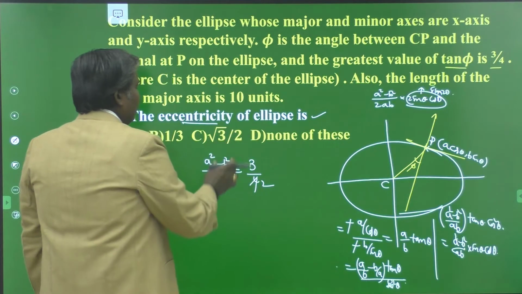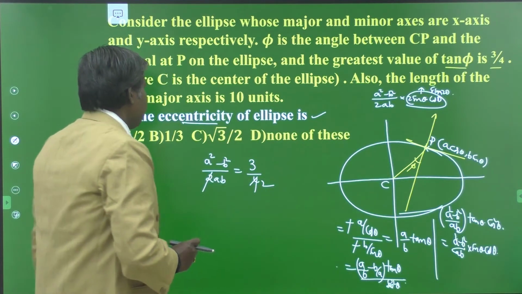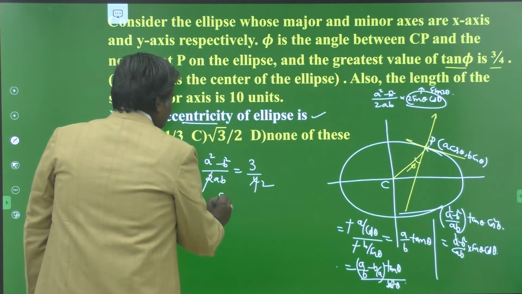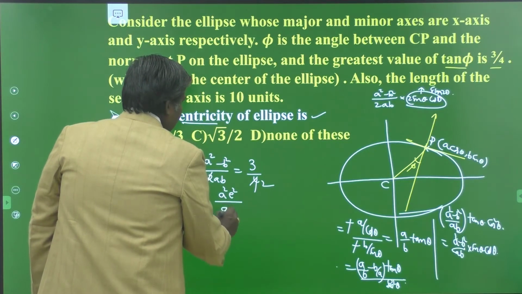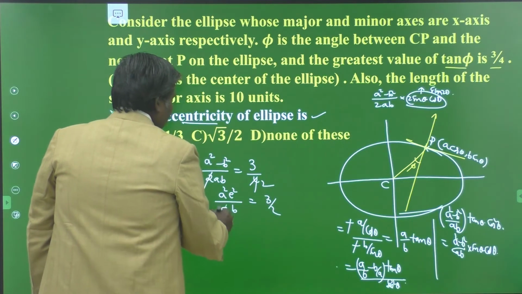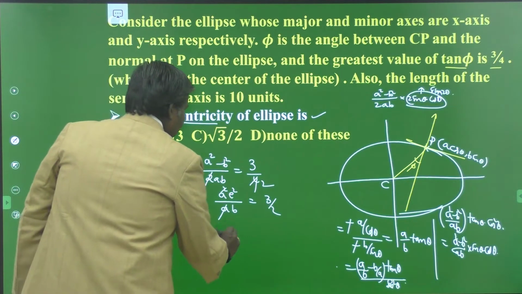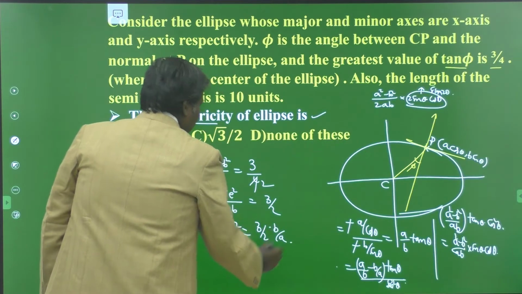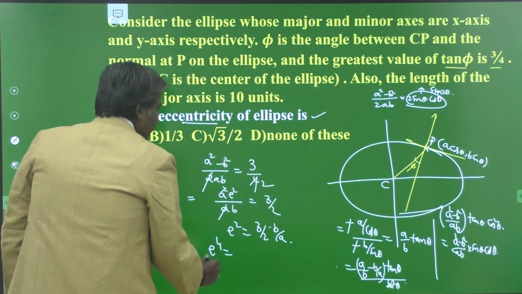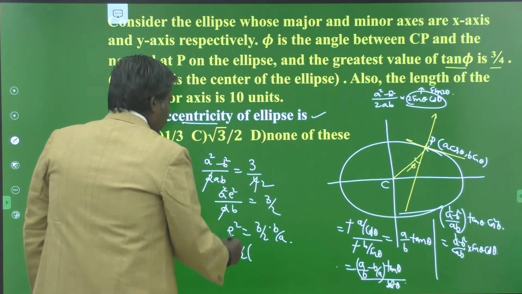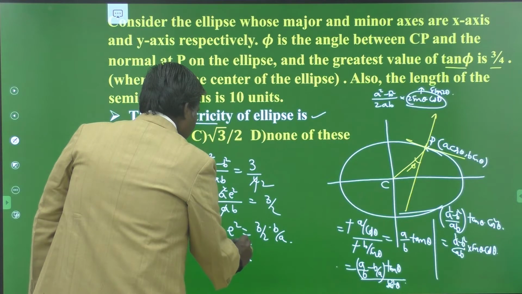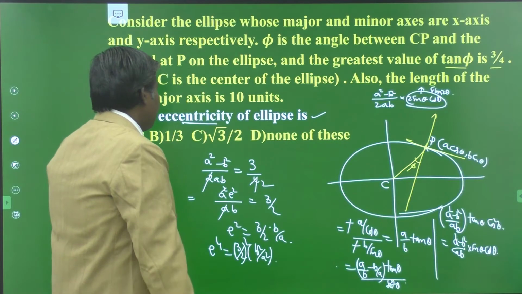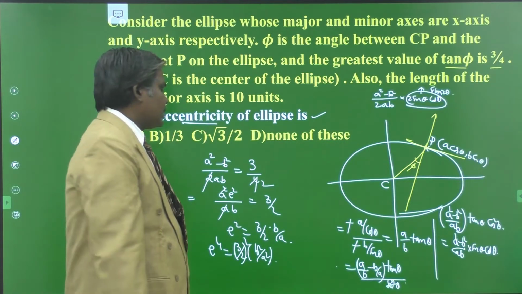Now we have to evaluate the value of e from this equation itself. How to evaluate that? All of you know that A square minus B square is equal to A square e square. So A square e square by AB is equal to 3 by 2. One A gets cancelled. You have e square is equal to 3 by 2 times B by A. Again squaring this, you have e power 4 is equal to (3 by 2) whole square into B square by A square. So B square by A square is nothing but what? 1 minus e square.